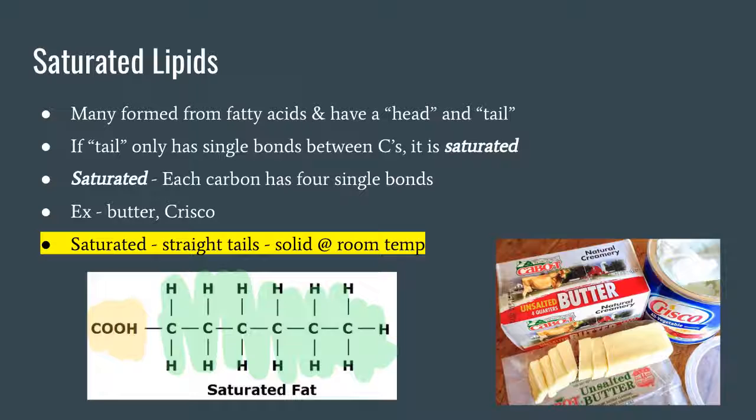Some good examples of saturated lipids include things like butter, like Crisco, and what you're going to notice is that most of the time, saturated lipids are going to be solid at room temperature. So remember I said there was an easy way to remember this? Saturated lipids have straight tails, notice how it's nice and straight, and they're solid at room temperature, and that's all because of their single bonds. Okay? Saturated: straight tails, single bonds, solid at room temperature. Keep all the S's together.